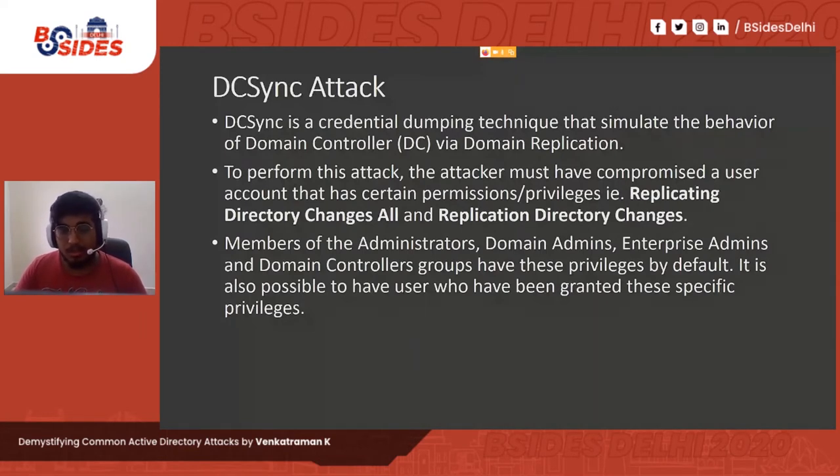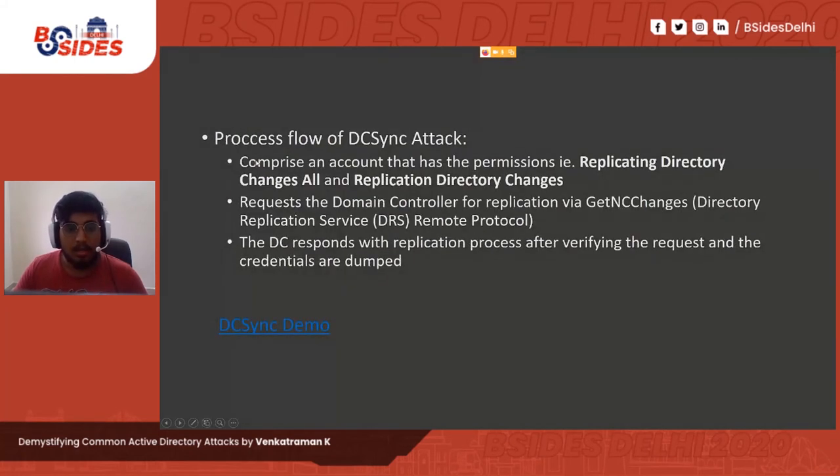And the attack flow would be this: compromise an account which has a permission of replicating directory changes all or replicating directory changes, and request the domain controller for replication via GetNCChanges, and the domain controller responds with the replication process after verifying the request, and the credentials are being dumped. So I will be using secretsdump.py. When the replication process is initiated, secretsdump only requests for the credentials which are present in the credential database, which is the ntds.dit file, or the same database.